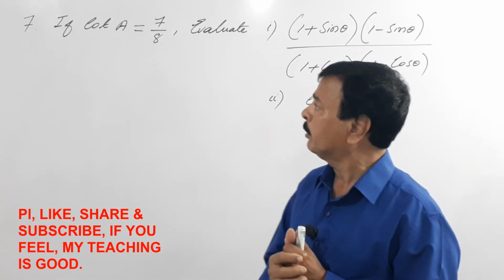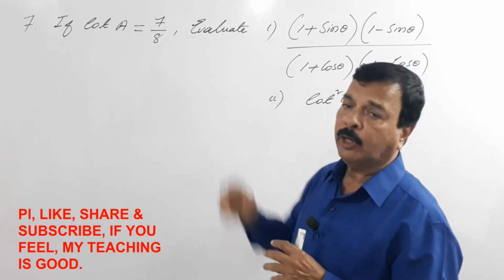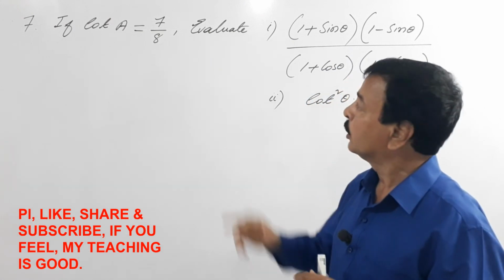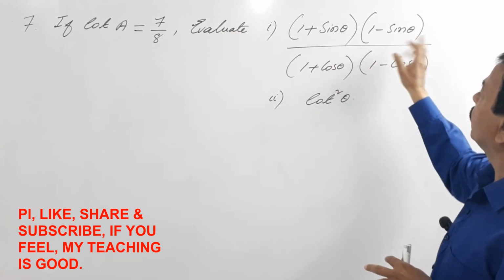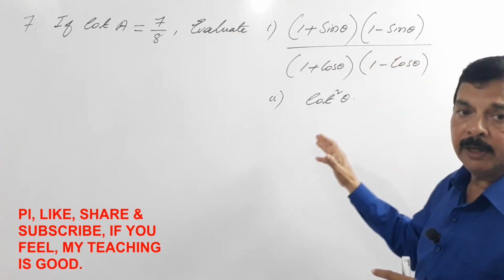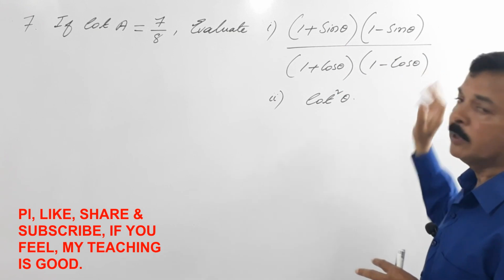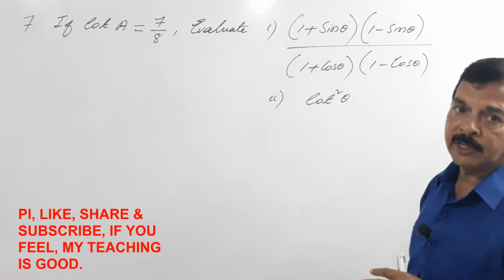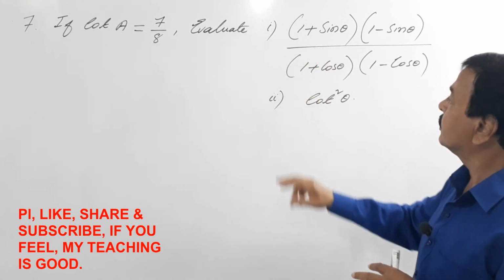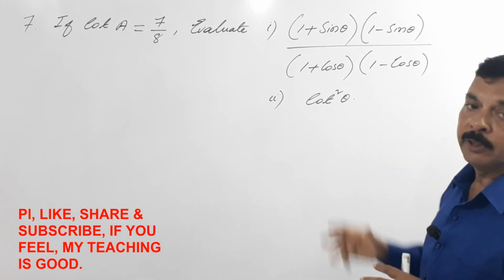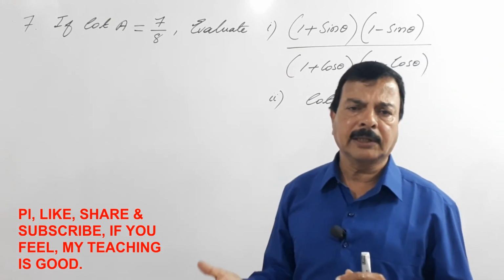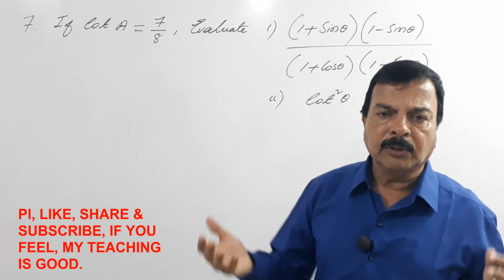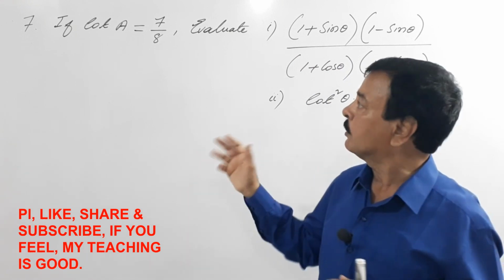Students, here is a problem: if cot A equals 7/8, evaluate (1 plus sin theta)(1 minus sin theta) divided by (1 plus cos theta)(1 minus cos theta). This is the first case you have to prove. The second case is cot square theta. It's a very easy problem, there is no difficulty in solving it. So first we'll prove this.